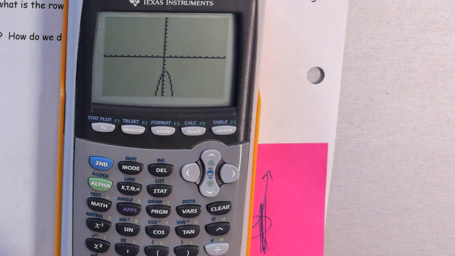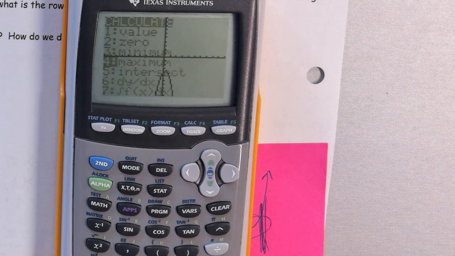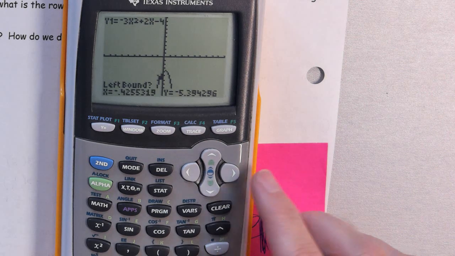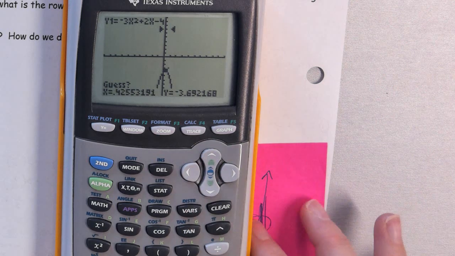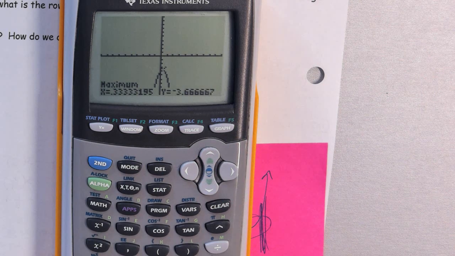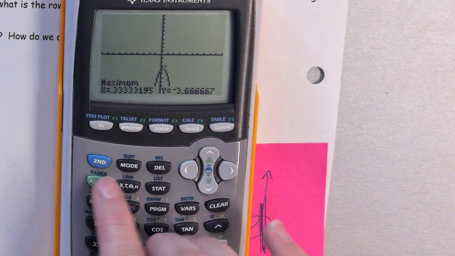All right, and then once we graph it, we go to second. You can hit the trace button, which is calc. Now we're going to go to maximum, which is number 4, and it's going to ask me again, left bound. Okay, so I can arrow to the left, arrow to the right, and then take my best guess. And then see how it's 0.333 there? Okay, so that's close to my 1/3, and then negative 3.6 repeating, my negative 3 2/3. Okay, so that's going to be a helpful tool for you.